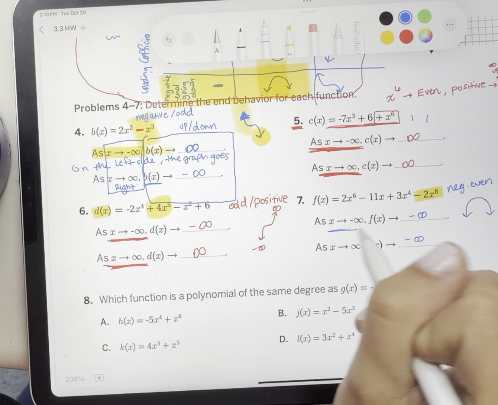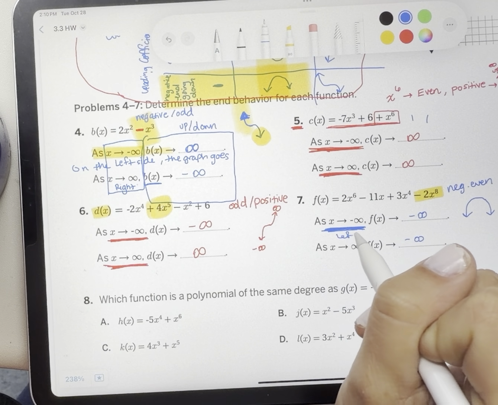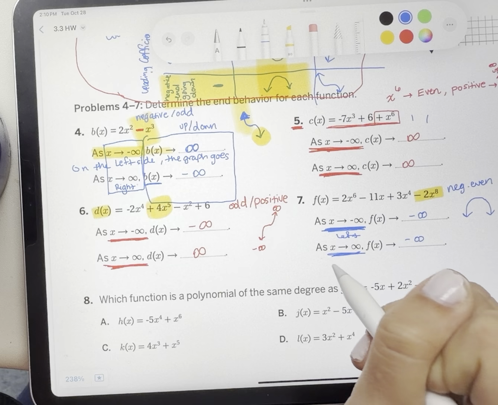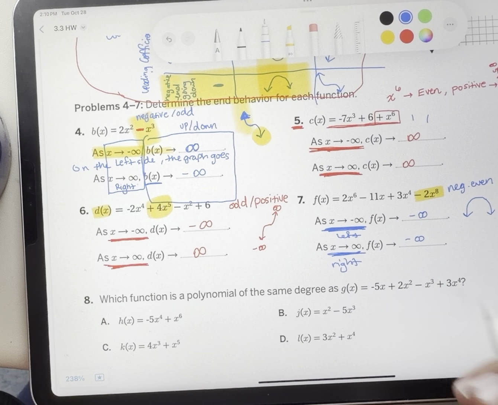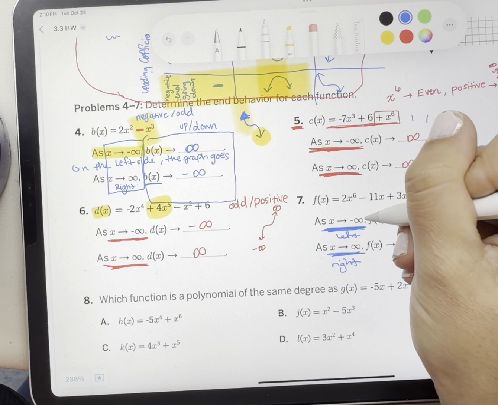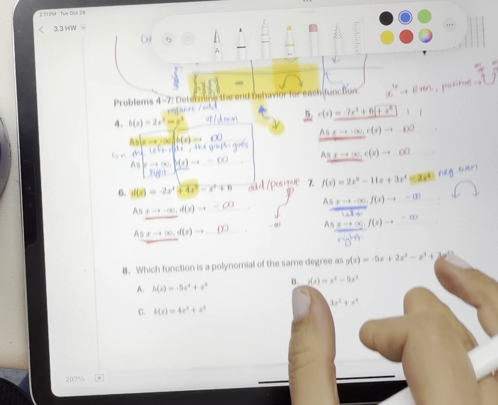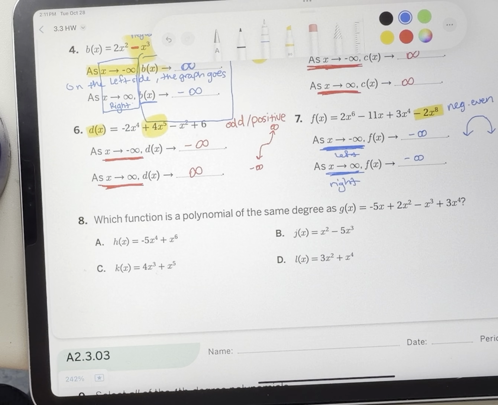But I just want you to be conscious of the fact that x to negative infinity means left, and x to positive infinity means right. And there are books and different ways that they might switch it. They might put as x goes to infinity on top and as x goes to negative infinity on the bottom. So then you would talk about the right side first and then the left side. Okay, let's go look at number 8.